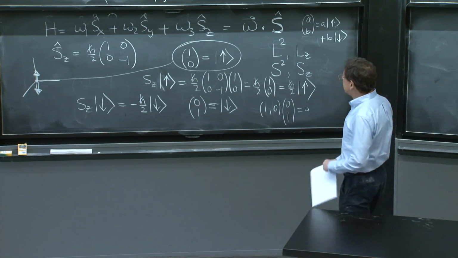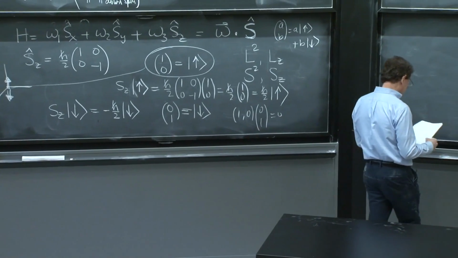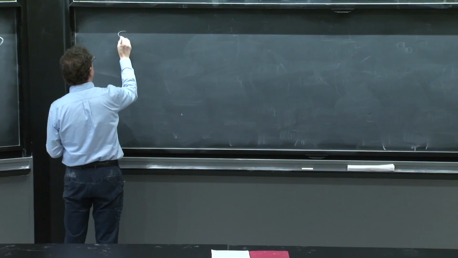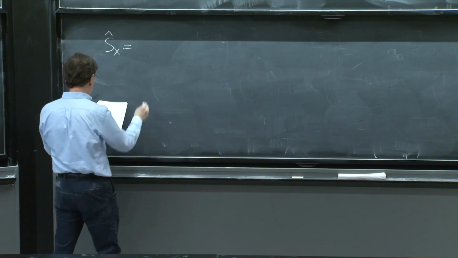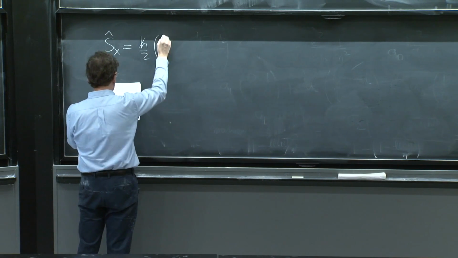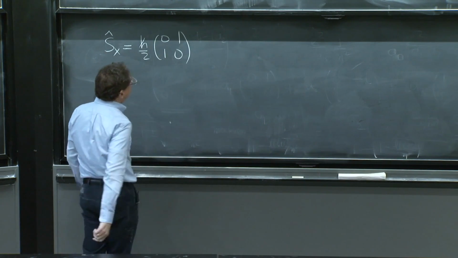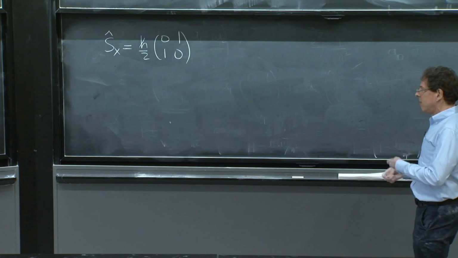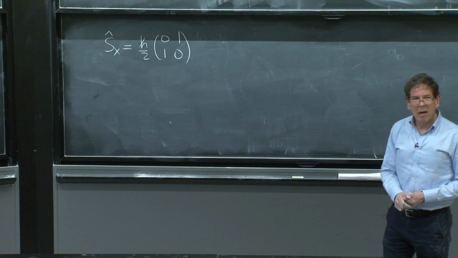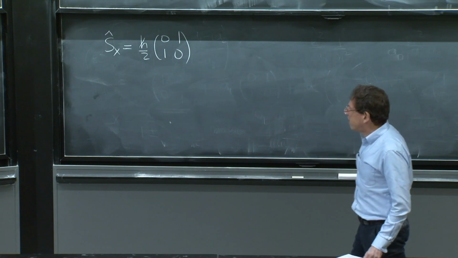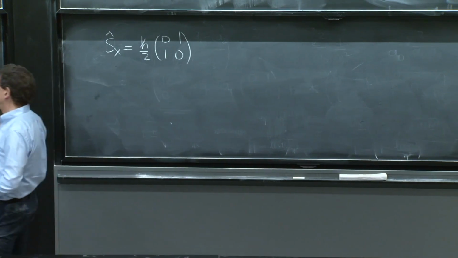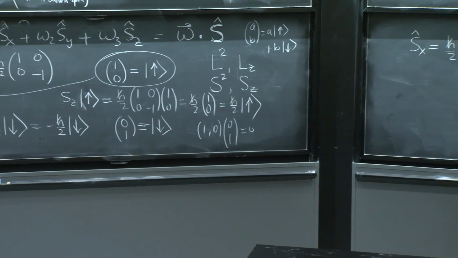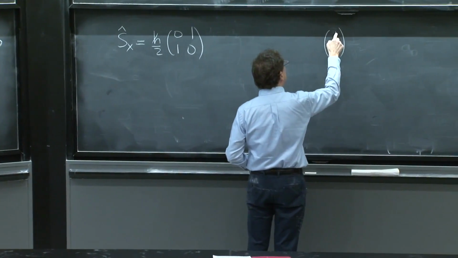Well, let's try to see that. Consider Sx. You have an Sx operator, which is h bar over 2 times the matrix (0, 1; 1, 0). And you can try to diagonalize this, but it's kind of more entertaining to imagine other things. To say, look, I've gotten this vector (1, 0), which is up, and (0, 1), which is down. I can try maybe a vector that has the up and the down.